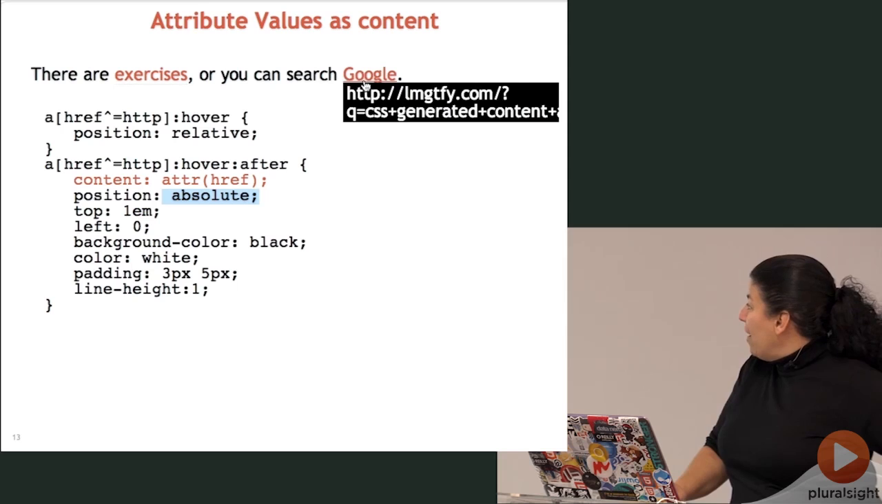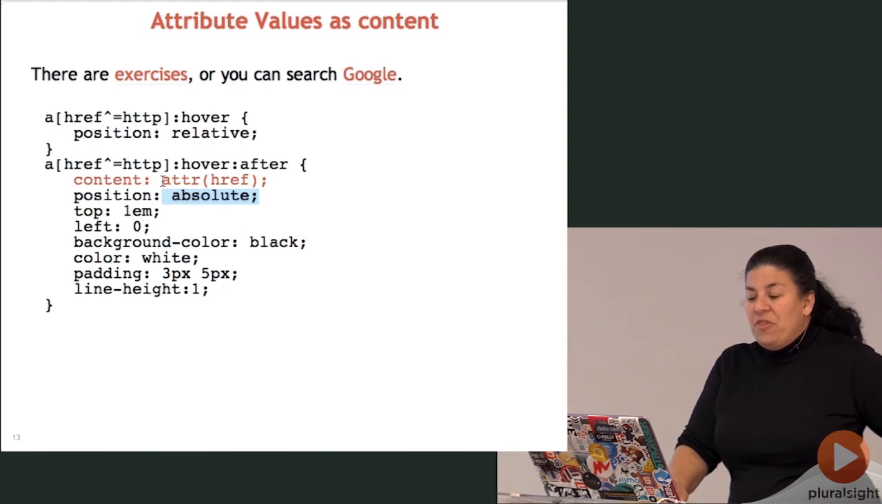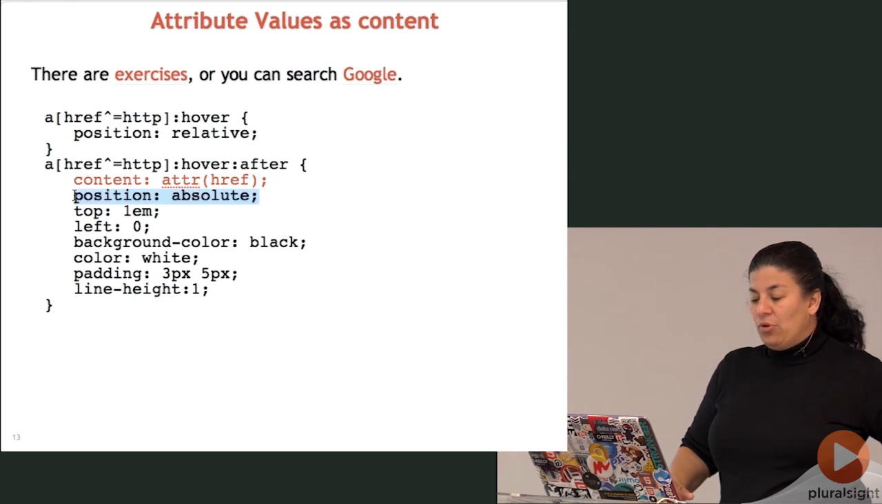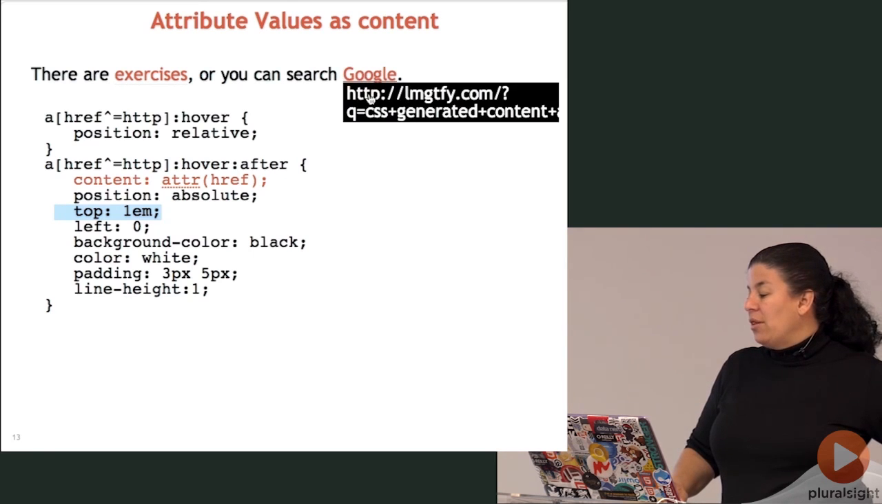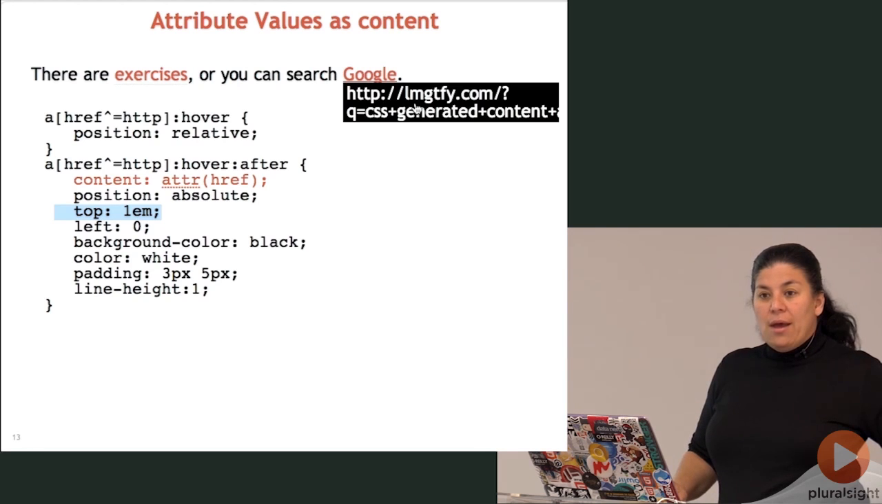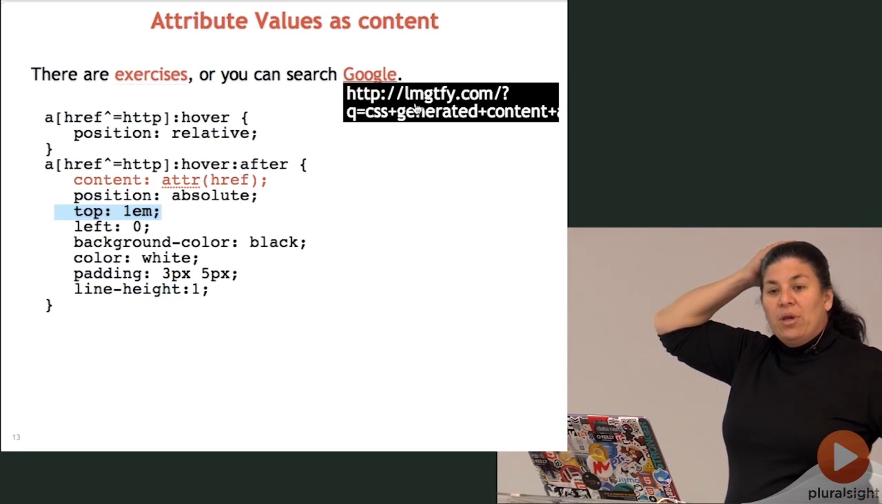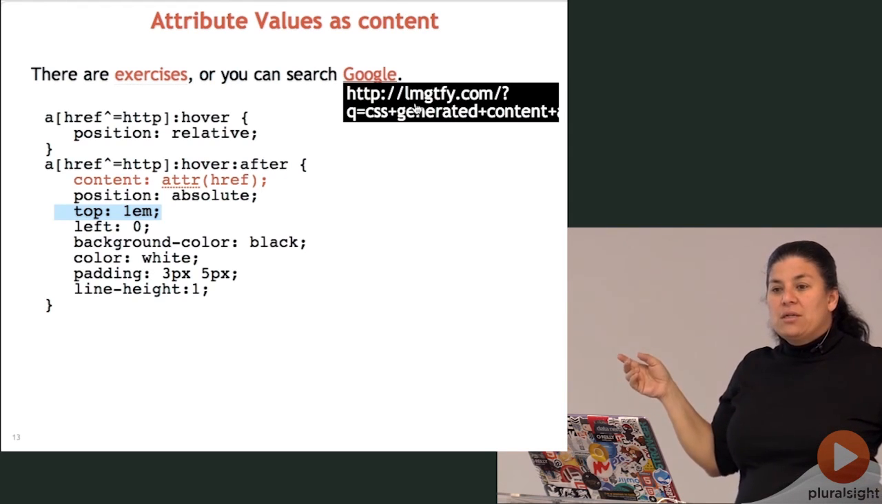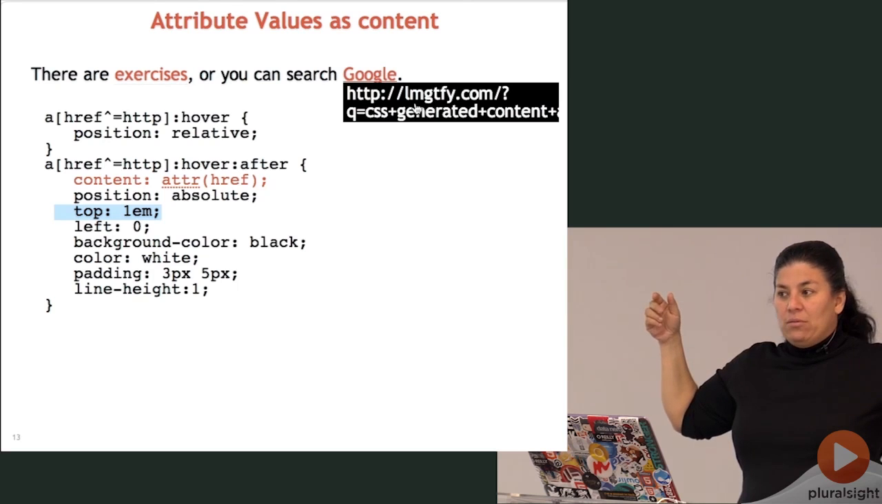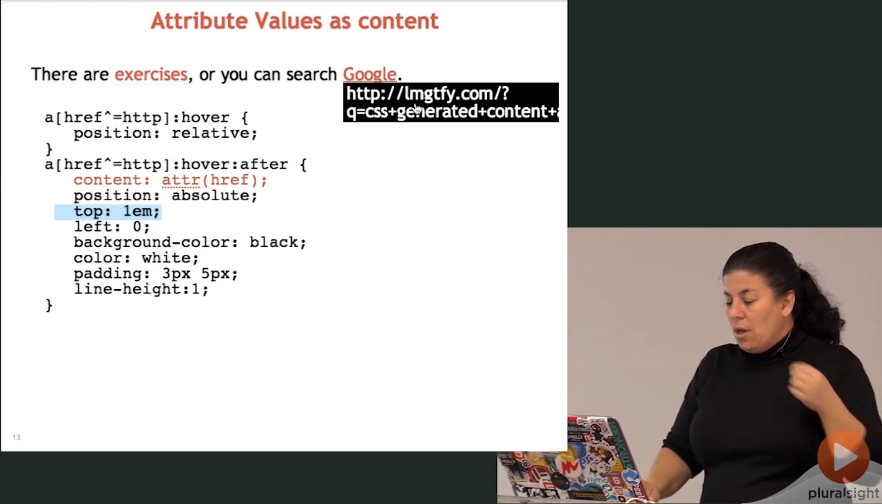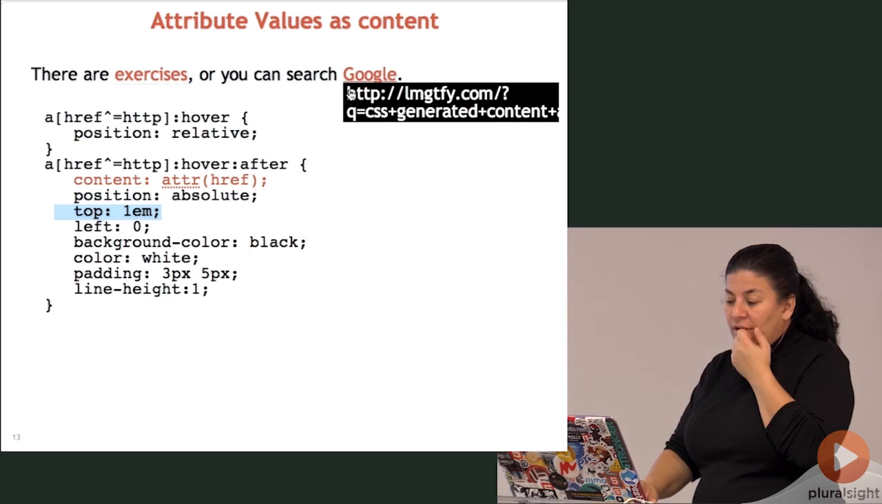So the styling for that says the content should be the href attribute. The position should be absolute, 1em from the top. And the reason that it's 1em from the top is so that it's underneath it, right there. And notice that I'm hovering over this, and it's still open, because I'm still hovering over the element, because the generated content is inside that element, right? Left 0, that's why it's aligned on the left.